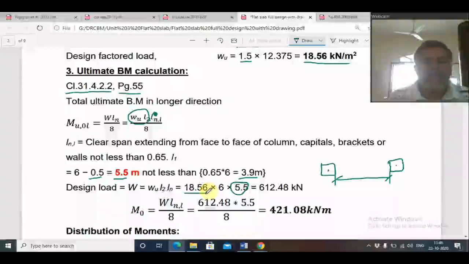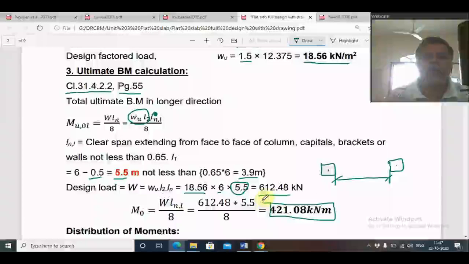Then 18.56 is the total load arrived at in step 2. Then 6 meter is the L2, and 5.5 is the Ln. So the total design load is 612.48 kN into Ln, where small Ln is 5.5, divided by 8. You can get the total absolute moment as 421.08 kNm. This moment includes positive and negative values.